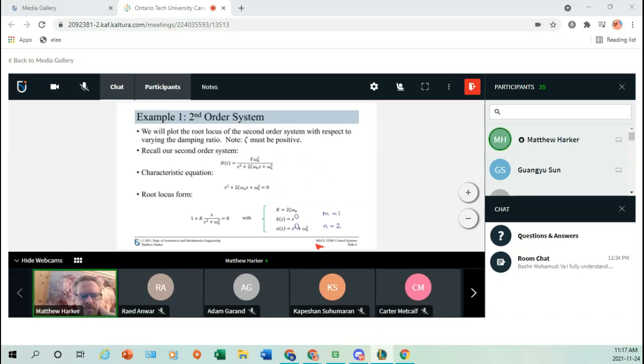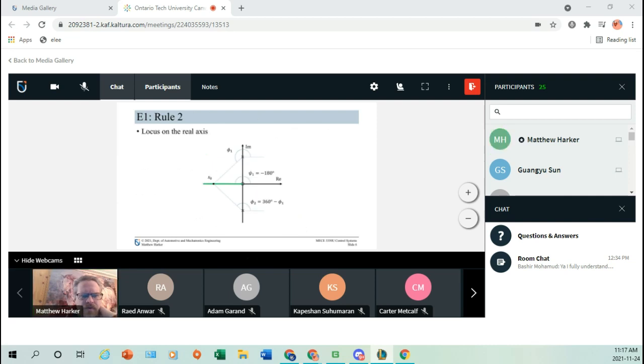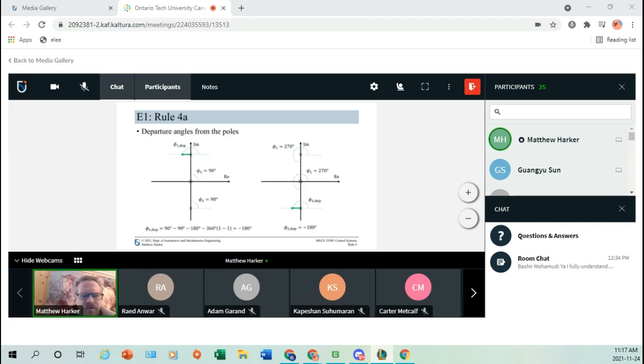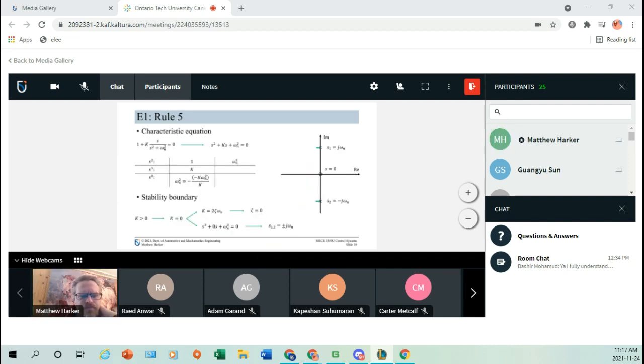We looked at this second order system, so that has come up repeatedly. We found the poles, found the segment on the real axis, we found the asymptote, we found the departure angles from the poles, and the arrival angle at 0. We went through the Routh criterion. This is a good example.